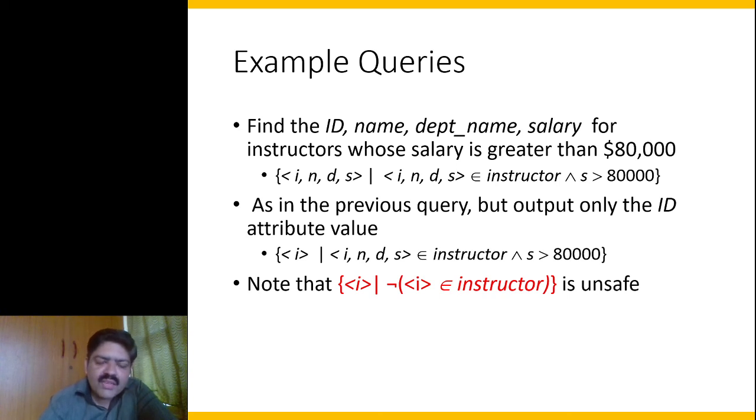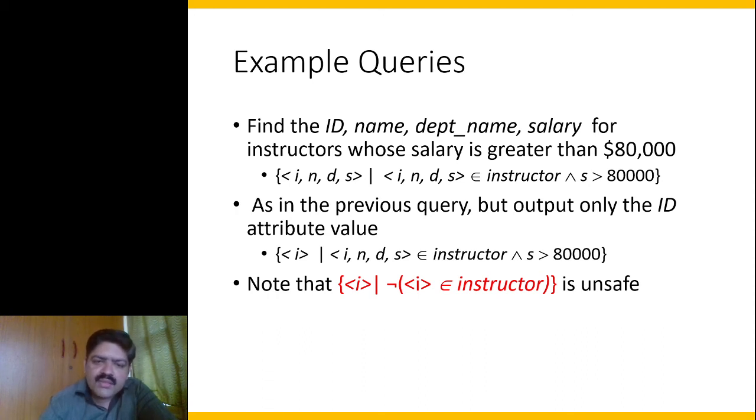If in this case I'm interested only in the ID, I would simply keep I here and drop the other columns. The rest of the things remain the same. So apply this entire predicate, but output only the ID is what I'm trying to say here.